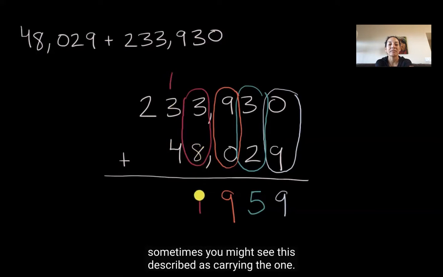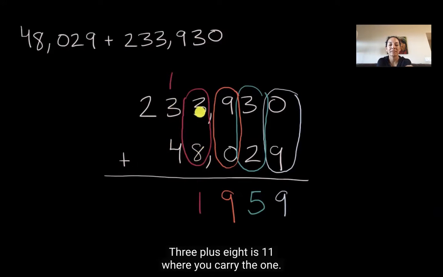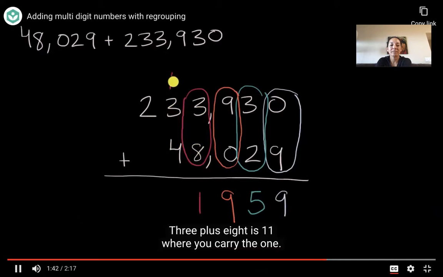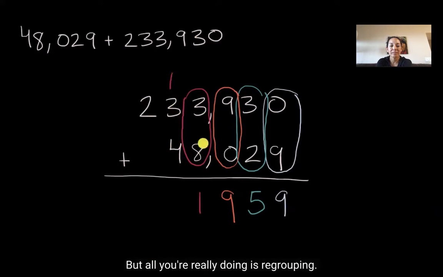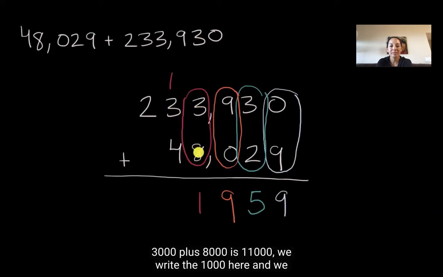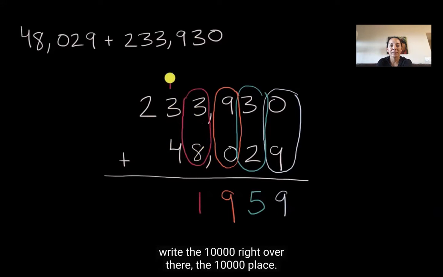Sometimes you might see this described as carrying the 1. 3 plus 8 is 11, where you carry the 1. But all you're really doing is regrouping. 3,000 plus 8,000 is 11,000. We write the 1,000 here, and then you write the 10,000 right over there in the 10,000 place.